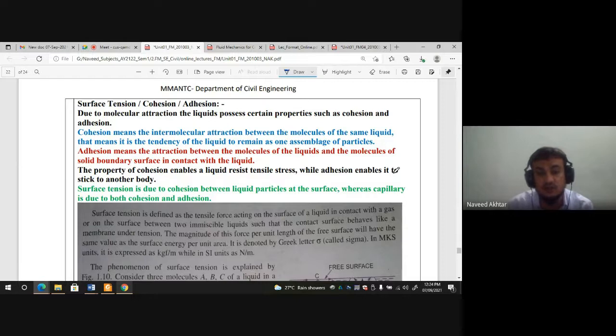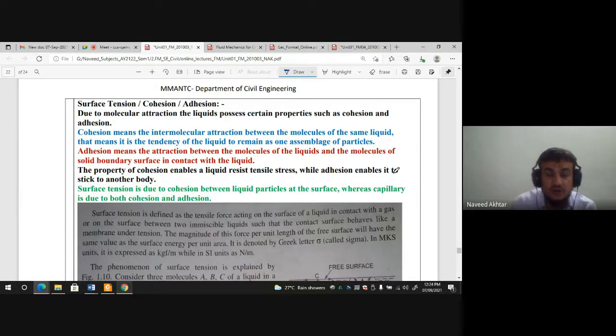Attraction between the molecules of liquid and the molecules of solid body surface in contact with the liquid. है ना? तो यहाँ पर cohesion और adhesion, cohesion क्या है? It is the molecular attraction between the molecules of the same liquid. और adhesion क्या है? It is the attraction between the molecules of liquid and molecules of solid body.